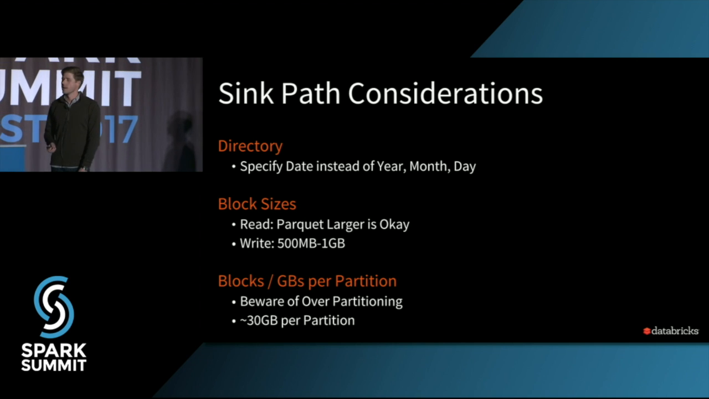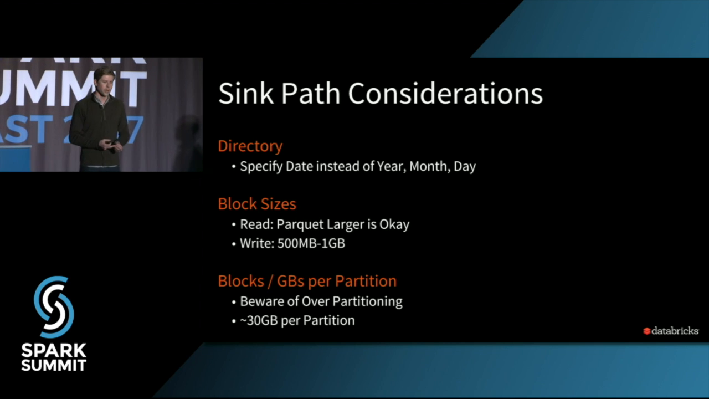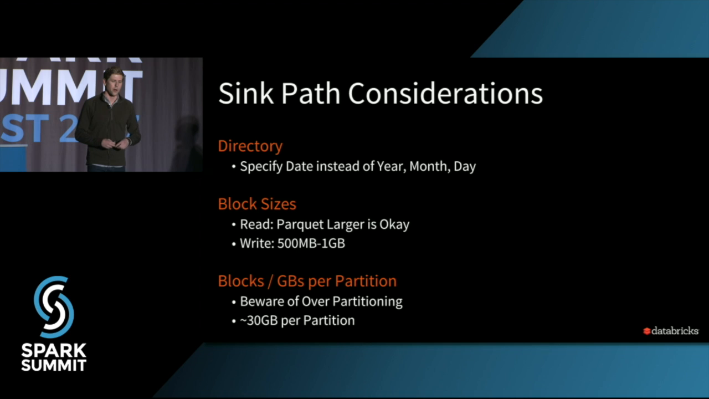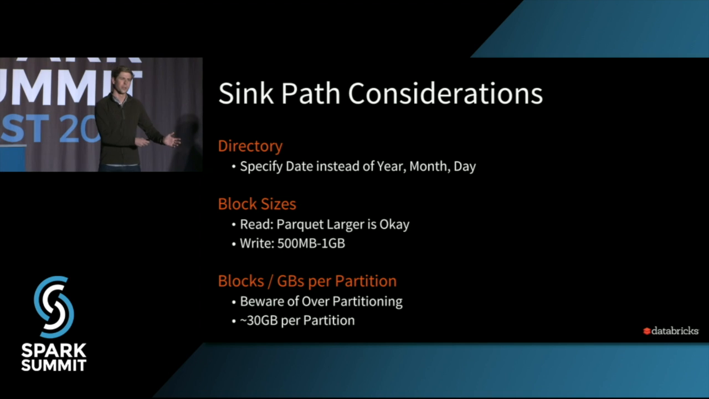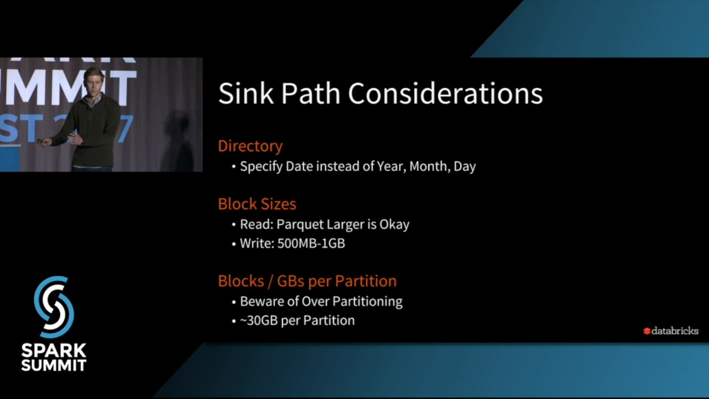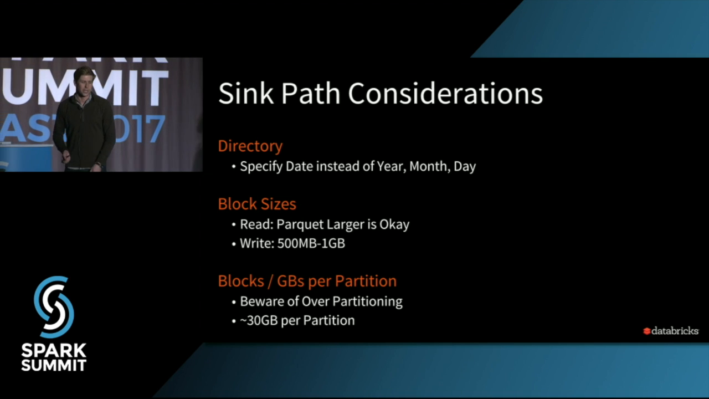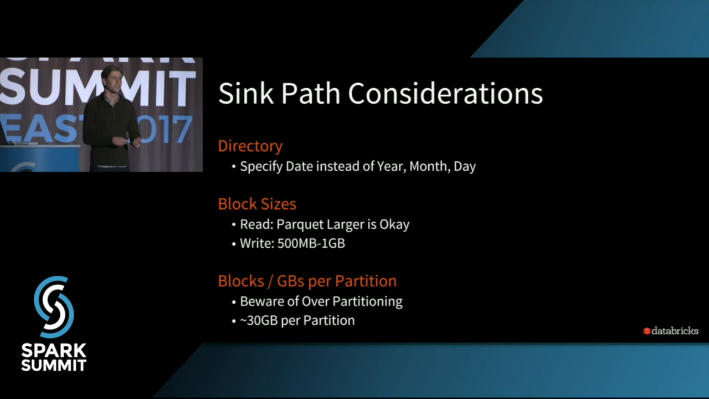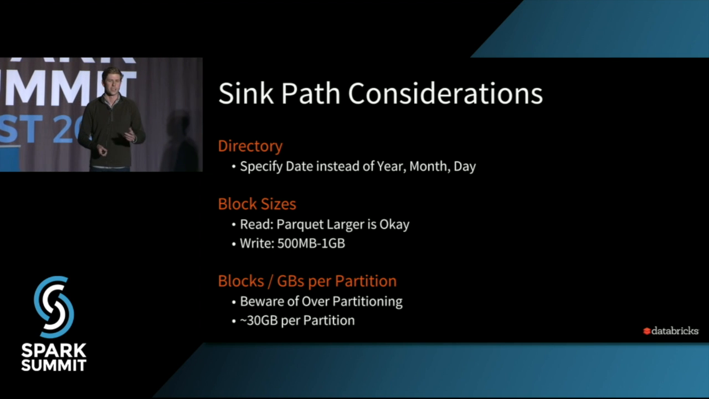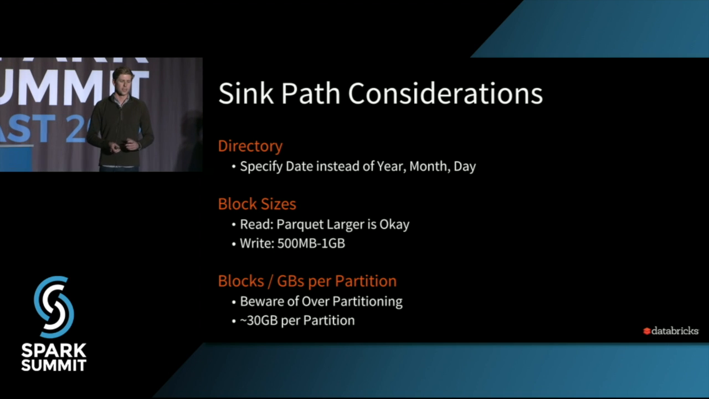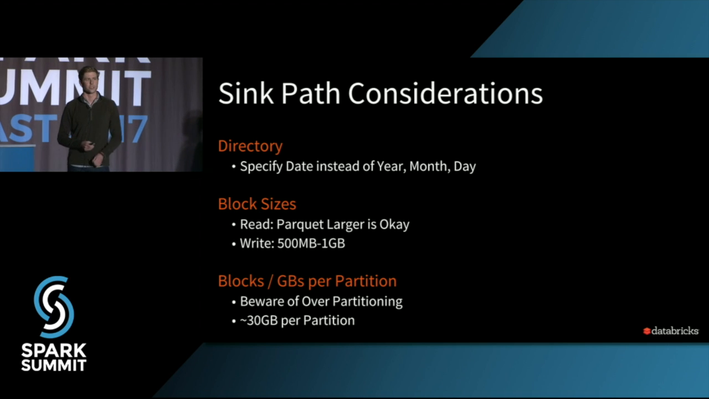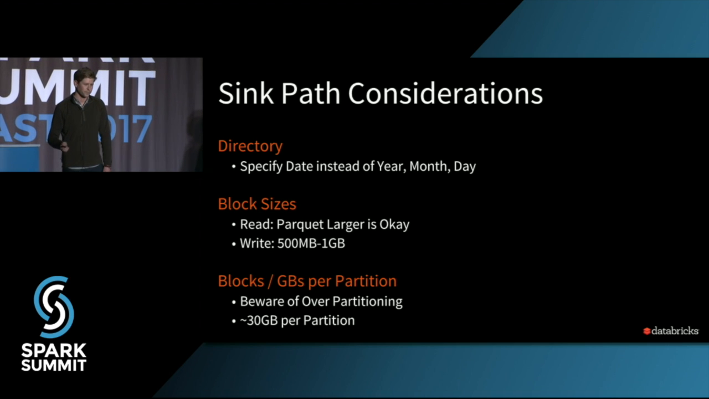And then lastly, again, this is probably redundant for many of you, but blocks or gigabytes per individual partition. The first time people try partitioning, they usually tend to go to one extreme or the other. Some people don't do any partitioning at all, or some people over-partition, thinking it'll speed up all their queries. But each one of those partitions and individual files has an overhead of having to list that and store that on the driver. So usually I shoot for the tens of gigabytes, somewhere around 30 gigabytes per partition tends to be optimal.